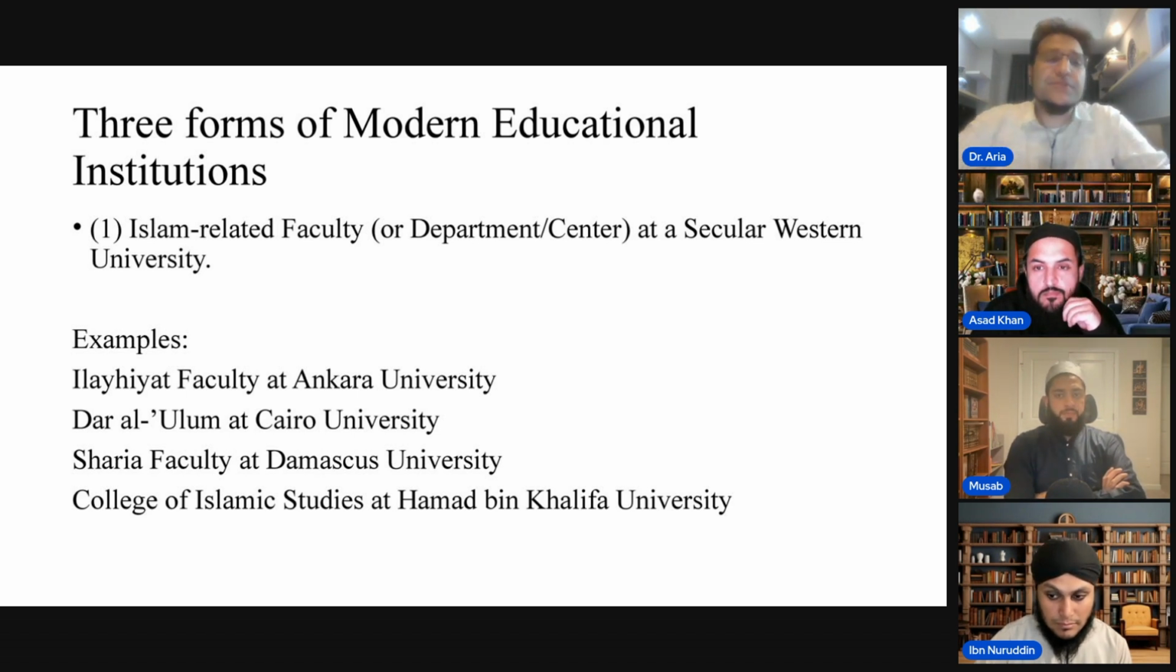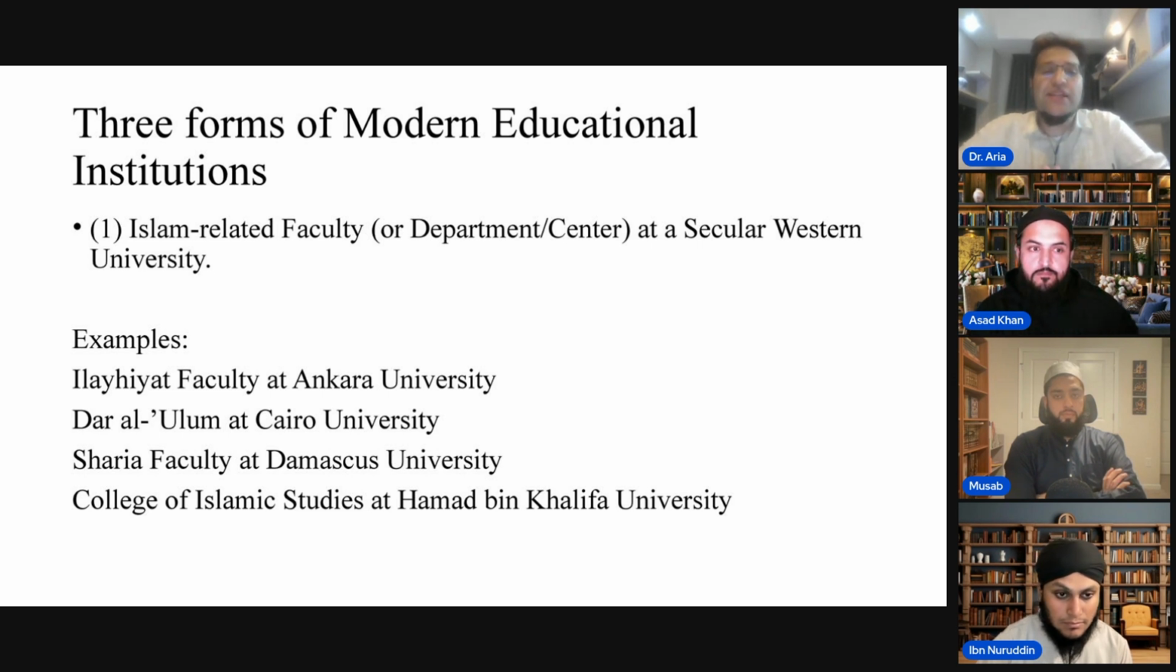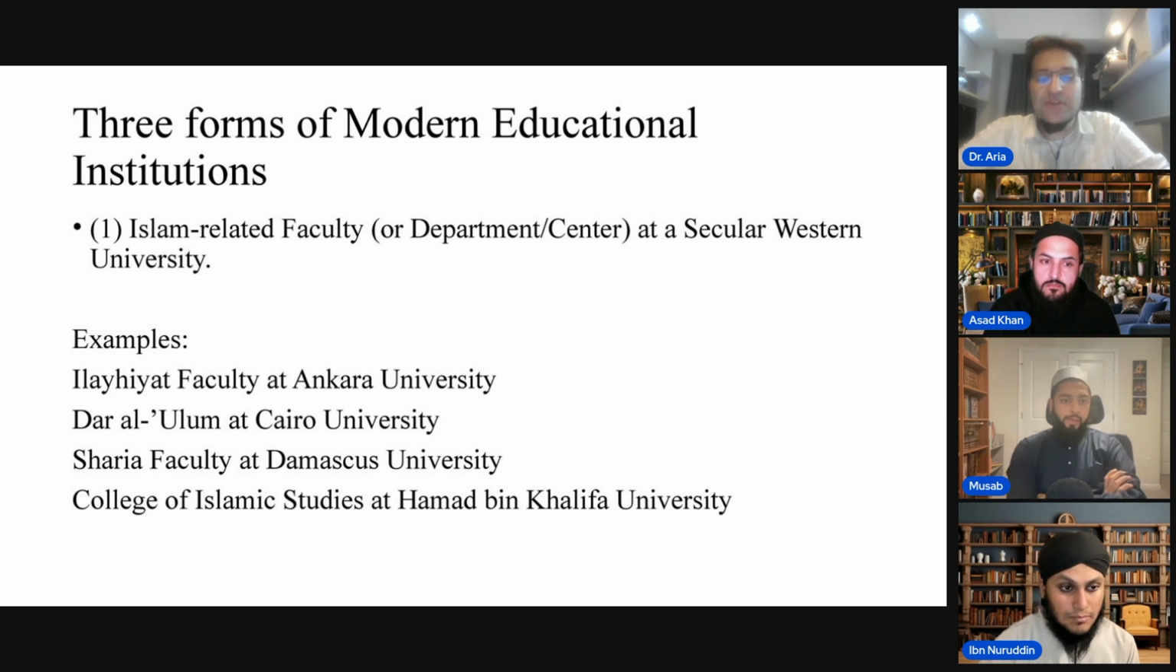So what are some examples of places where Islamic scholars are trained today? They're trained in an Islam-related faculty, but at a Western-style institution. The classic example is Turkey. So Turkey has different universities. These universities are secular universities, but they have religious faculties, divinity faculties called ilahiyat faculties. The most famous ilahiyat faculty in Turkey is at Ankara University, although you can find other ilahiyat faculties at Istanbul University, at Marmara University, and so on. Another famous example of a faculty at an overall secular university is the Darul Uloom at Cairo University. Another example is the Sharia faculty at Damascus University.